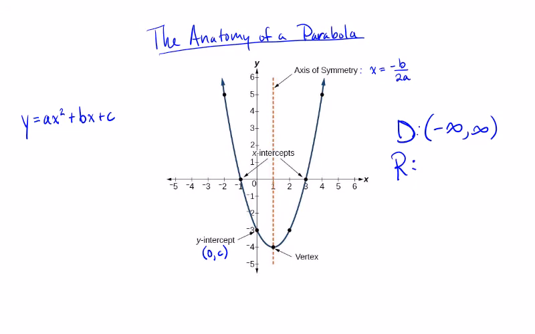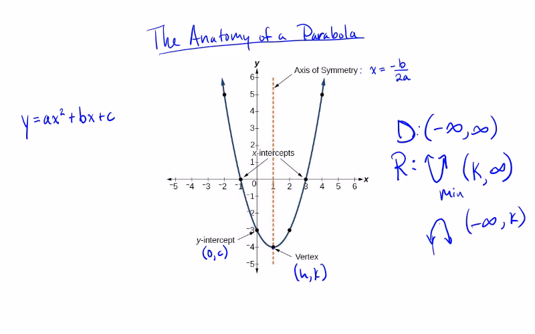If it's facing up, then it's going to be whatever k is. Remember, the vertex is hk, so it's going to be whatever k is all the way up to infinity, right? So it's going to start at k and then go up forever. So that's when we have a minimum. If we have a maximum, or if the parabola is facing down, then it's going to go from negative infinity up to k, right? Because it'll go down forever to negative infinity, but it'll stop going up at k, and that's when we have a max. All right, so if a is greater than 0, it's going to look like this. If a is less than 0, it's going to look like this.